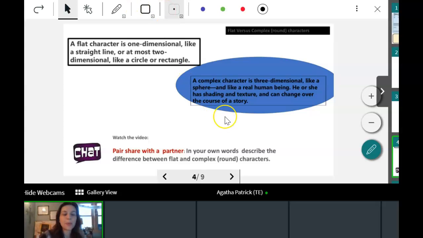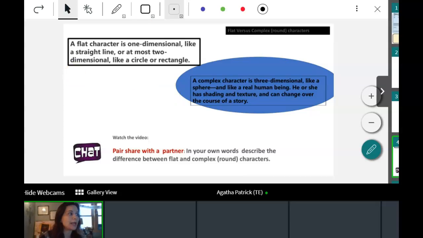Okay, so now that we pair shared with a partner, great job, you guys. That's right. A flat character is one-dimensional, like a straight line, where a complex or round character has a lot of human characteristics. That's what we're looking for. Changes over the course of the text.